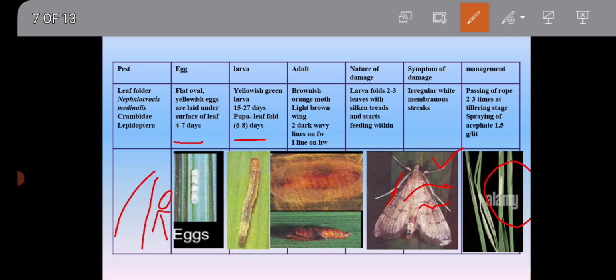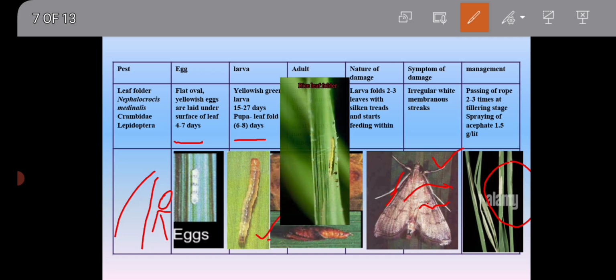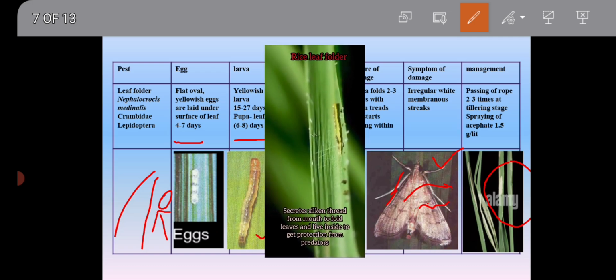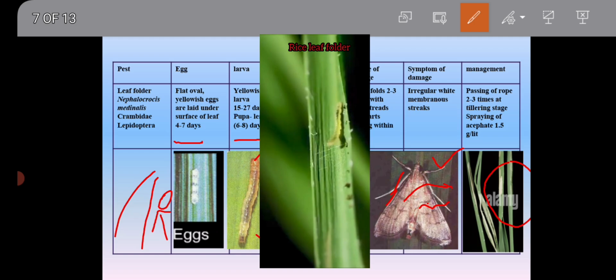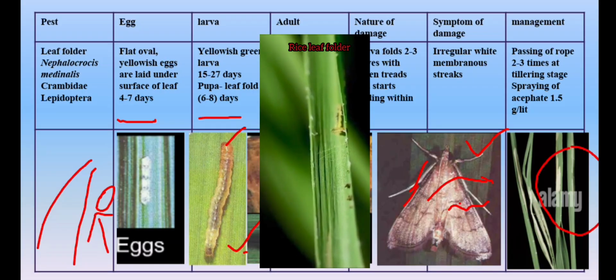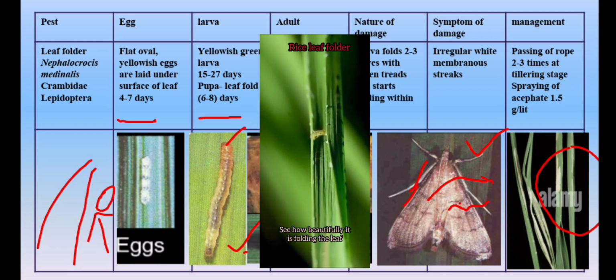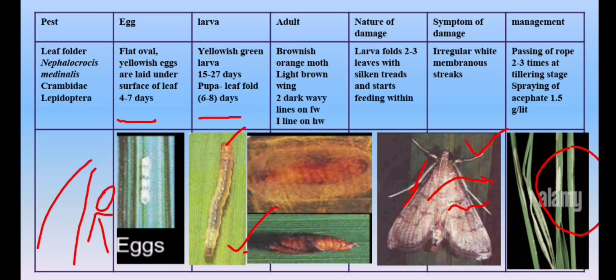Why are these white streaks caused? Because this larva will fold 2 to 3 leaves with the help of a silken thread which is secreted from its mouth. It will fold the leaves and form a tubular case inside which this larva will live, and it will scrape the leaf surface and feed on it. That's why you can see these papery white or membranous streaks on the leaf surface.